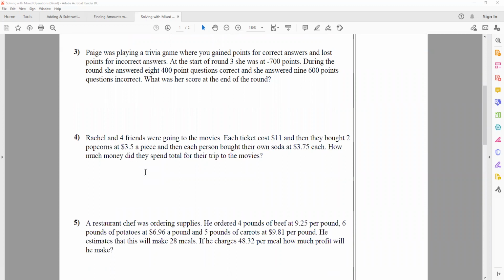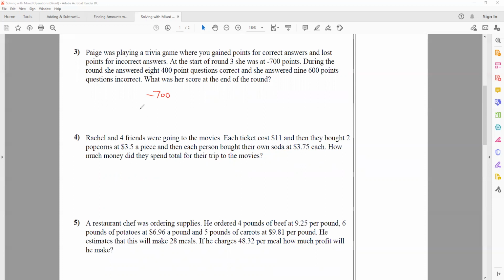Paige was playing a trivia game where you gain 4 points for a correct answer and 11 points for an incorrect answer. At the start of the round, she was at negative 700 points. During the round, she answered 8 400-point questions correct, and she answered 9 600-point questions incorrect. What was her score at the end of the round? So let's start. At the start of the round, she was at negative 700. Are you sure? Mm-hmm.